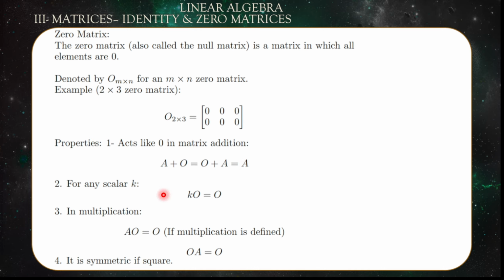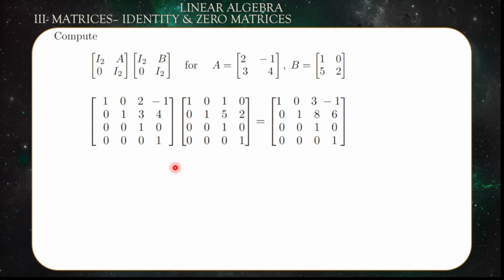For any scalar k, kO is equal to O, so if you multiply a 0 matrix by k, it gives you 0. It remains 0. In multiplication, A times 0 is equal to 0 if multiplication is defined, and 0 times A, or O times A, O being the 0 matrix, is equal to O, okay? So it destroys every other element within the other matrix. Just like among natural numbers when you are multiplying by 0. It's working in the same manner.